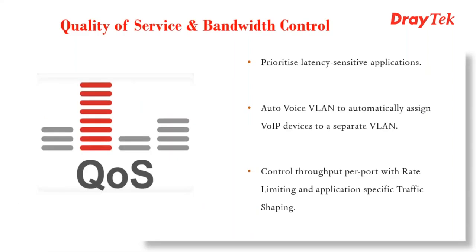Quality of service tags can be used to prioritize latency-sensitive applications like VoIP and video conferencing. The auto voice VLAN allows the switch to automatically assign VoIP devices to a separate VLAN, regardless of whatever port the device is connected to. And bandwidth control can be used to control or set the throughput usage per port.